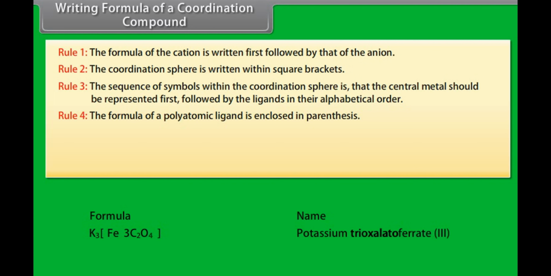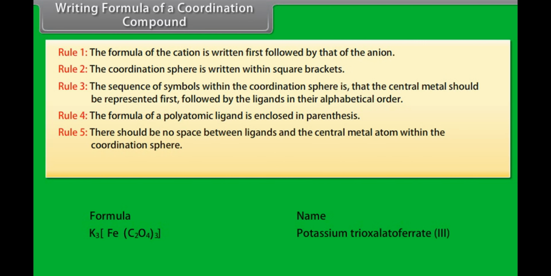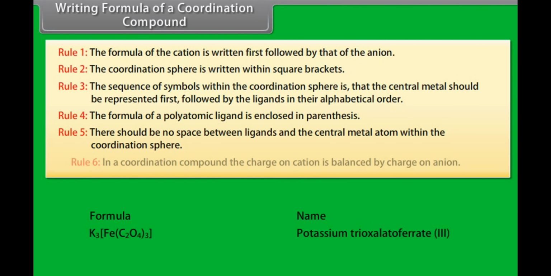Rule 4. The formula of a polyatomic ligand is enclosed in parentheses. Rule 5. There should be no space between ligands and the central metal atom within the coordination sphere. Rule 6. In a coordination compound, the charge on the cation is balanced by the charge on the anion.